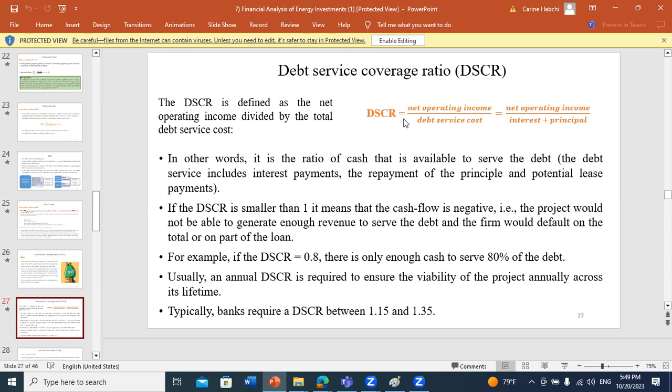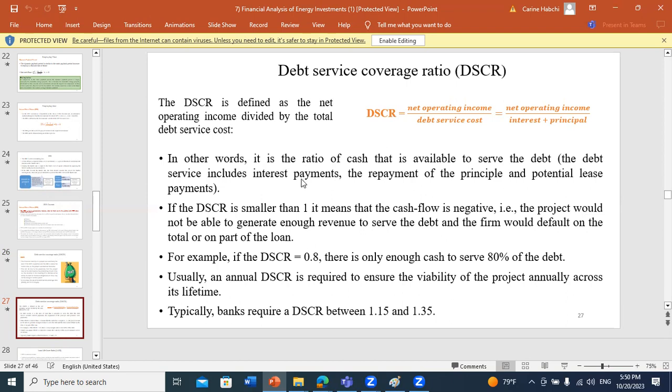In this case the net operating income should be much larger than the debt service cost, in order to be able to pay on time and also gain at the same time. So in other words, it is the ratio of cash that is available to serve the debt.